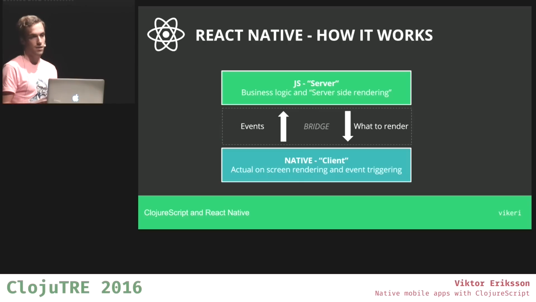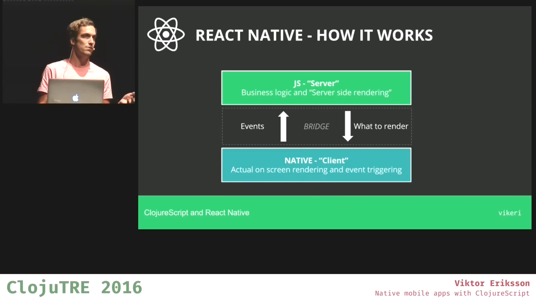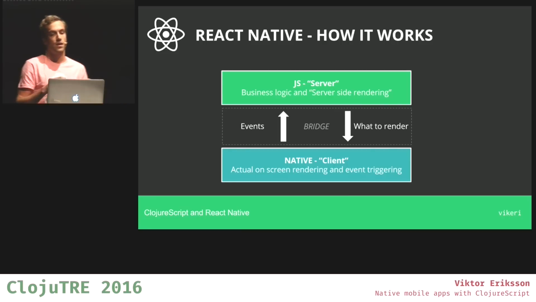In more detail, one abstraction that I found quite helpful is a sort of server-client model, where you have a JavaScript core server, which actually is JavaScript core, and it does all the business logic, and it does sort of server-side rendering, determining which components should be rendered. And then this is serialized and sent to the native part of the app that takes this and renders the actual components.